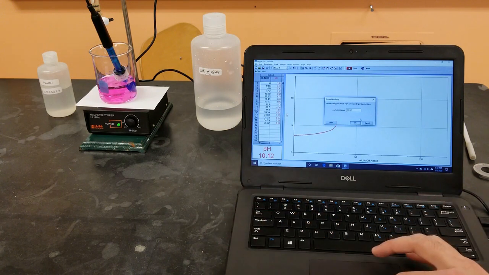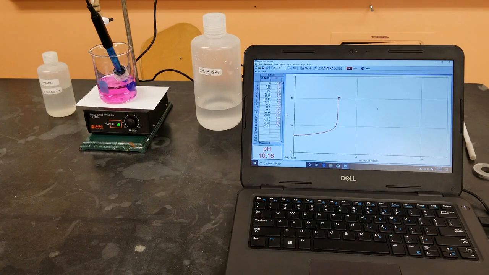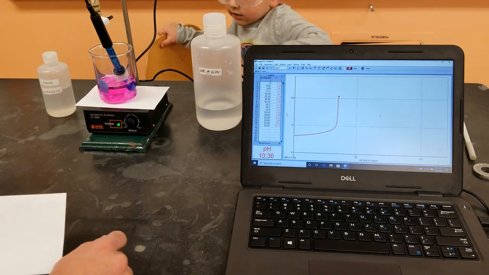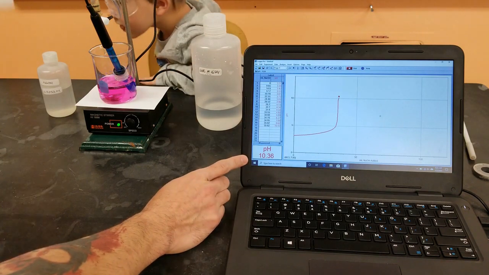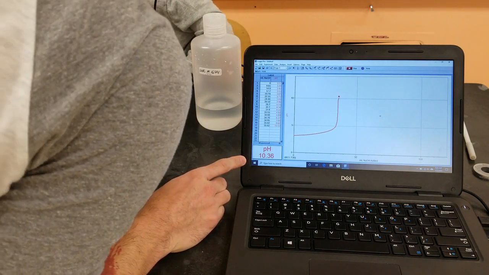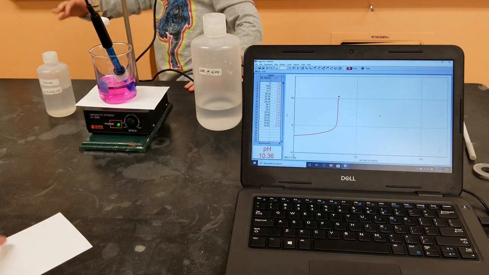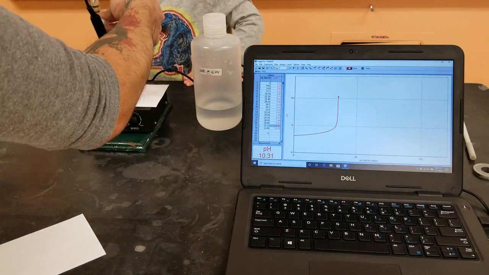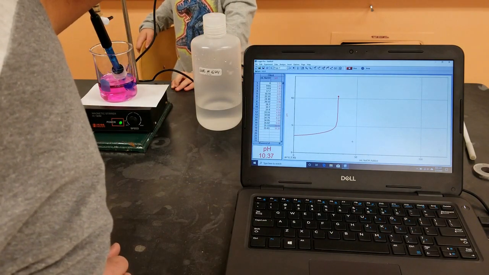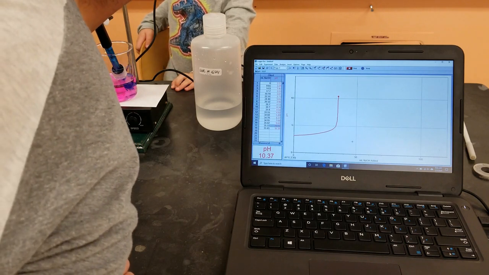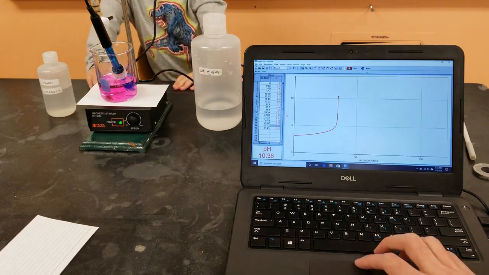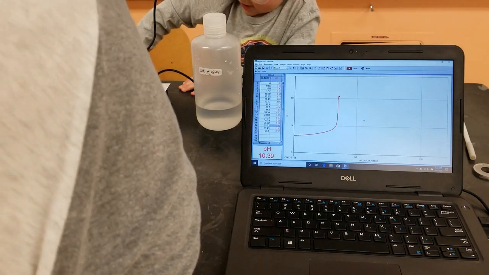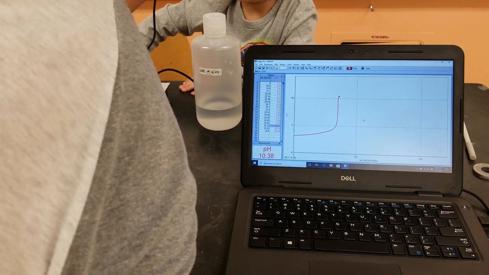35.62 milliliters. So at this point, adding more base is not changing the pH drastically. We're at 35.45 milliliters. Right now we're at 35.80 milliliters. Now we're at 36.40 milliliters.